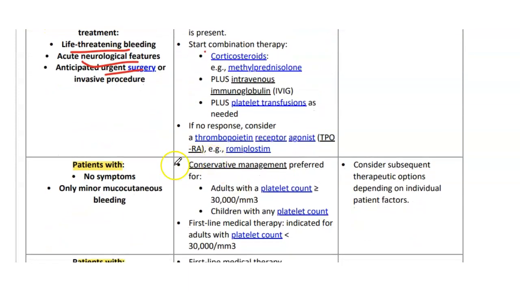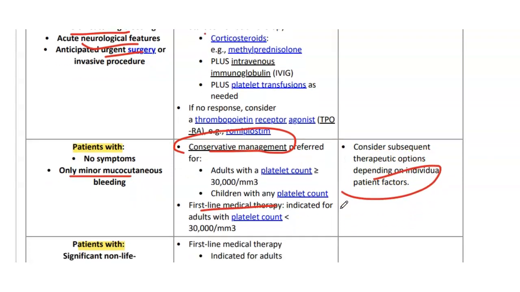Patients with no symptoms or only minor mucocutaneous bleeding, conservative management is preferred: adults having platelet count greater than 30,000 and children with any platelet count. First line medical therapy is indicated for adults with platelet count less than 30,000. So if the platelet count is greater than 30,000, conservative management, and if the platelet count is below 30,000, first line medical therapy is given. And for chronic cases, consider subsequent therapeutic options depending upon individual and patient factors.